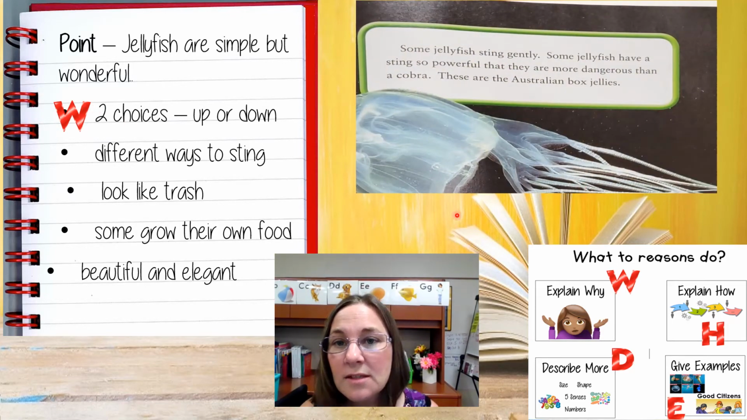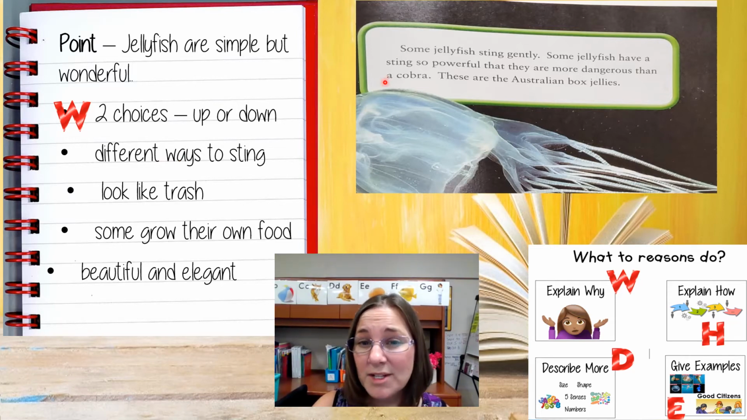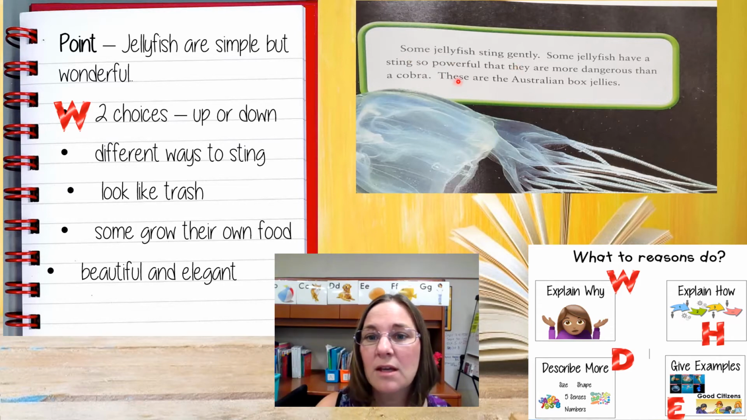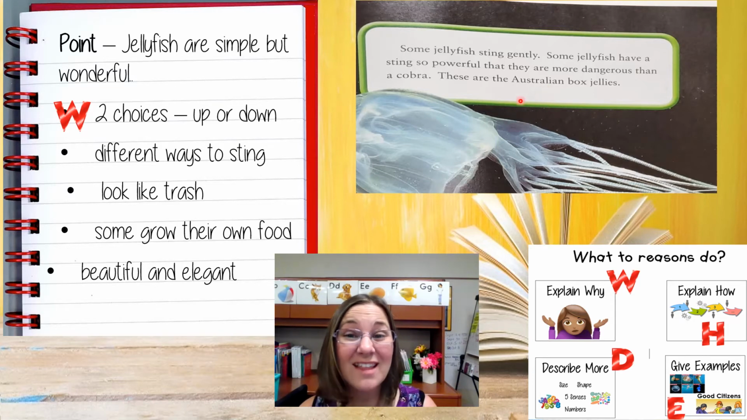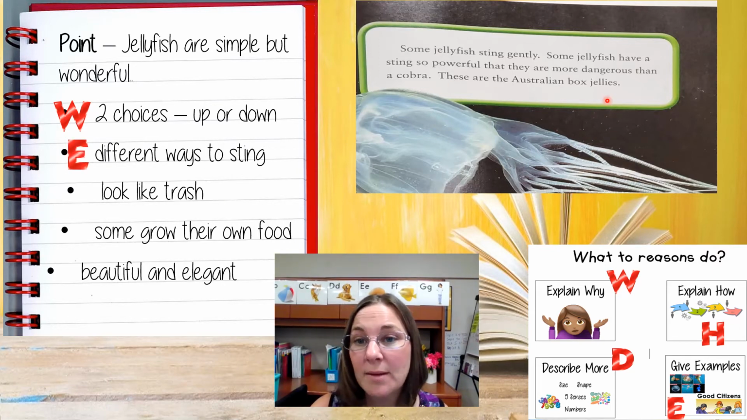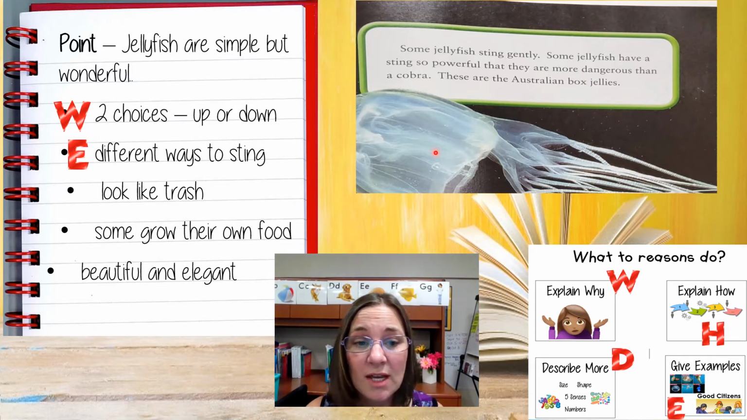Let's take a look at my next reason, different ways to sting. So the author used the reason there were different ways to sting, but what did she do in the text? Let's go back and see. Some jellyfish sting gently, and then she told us that some are so powerful, and then she told us about the Australian box jelly. She gave us an example of a type of jellyfish that stings powerfully to help develop her reason. So I'm going to code that with an E because she gave me an example of the different ways that they sting and an example of a jellyfish that has a powerful sting.